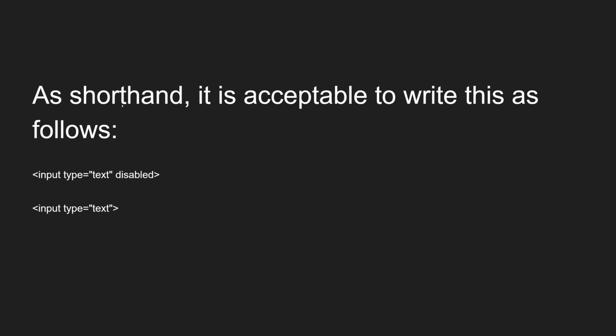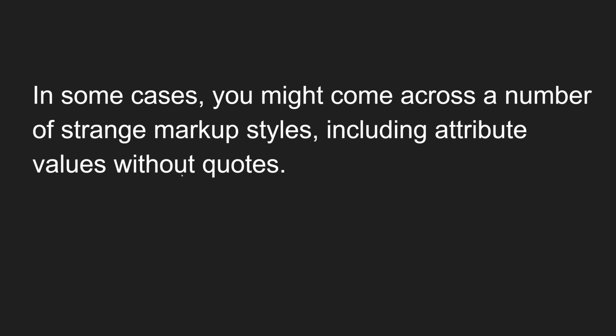In shorthand, what people normally write is input type is equal to text and then only the attribute name, with no value. If you want, you can write the attribute value, but the attribute value will be the name of the attribute itself. This is shorthand, they write only the attribute name. This is called Boolean attributes.